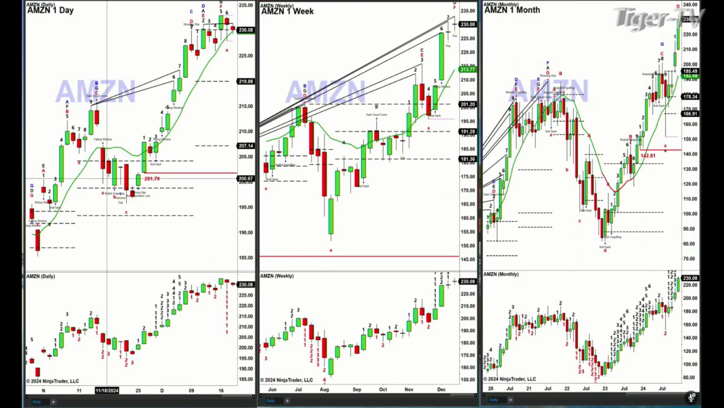So daily charts, weekly charts saying you could get a top out there, but otherwise everything looks pretty good there, Duncan, on Amazon. Let's take a look at IBM.